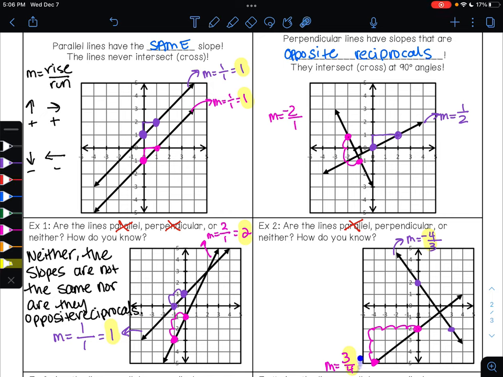Is 3/4 the opposite reciprocal of -4/3? Well, let's see. This number is positive, this number is negative, so they are opposite. Are they reciprocals? Well, if I flip 4/3, it gives me 3/4. So these are perpendicular. So we're going to say perpendicular. The slopes are opposite reciprocals.